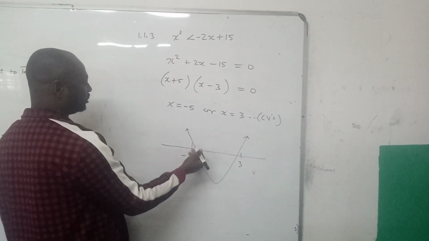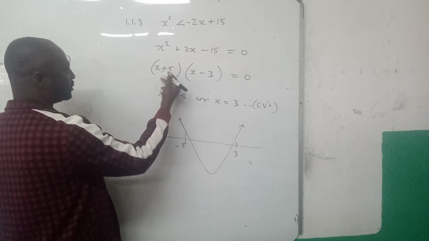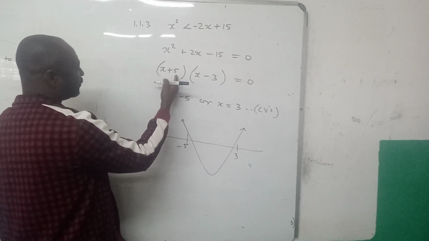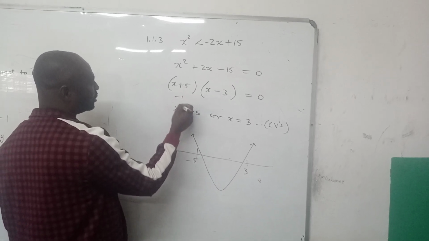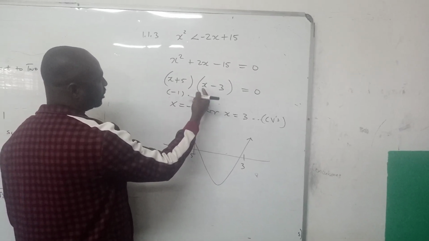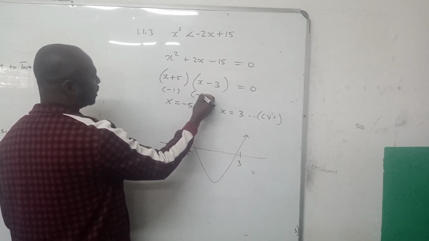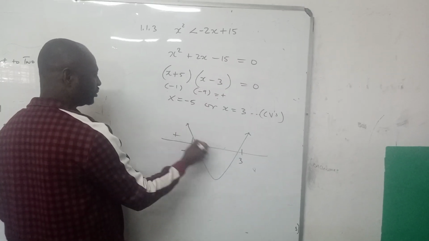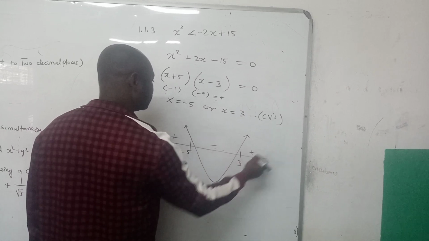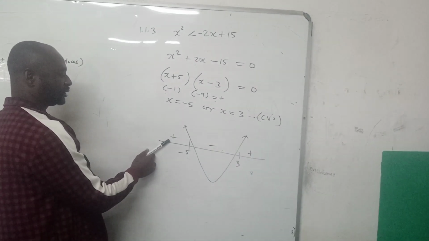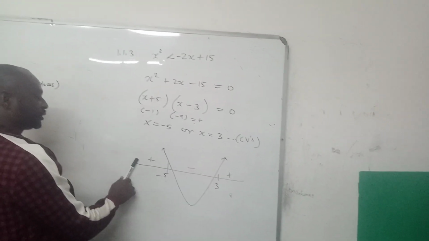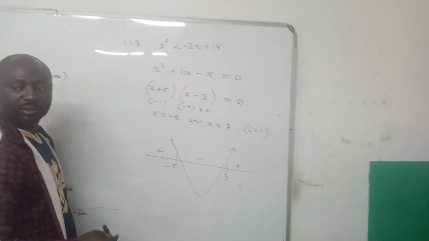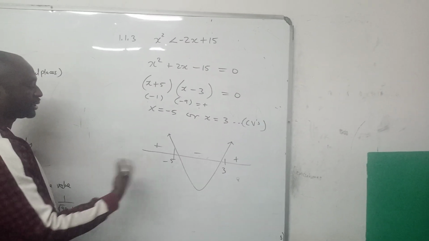So when we take numbers to the left and substitute here, let's say minus 6, plus 5 will give me minus 1. And then minus 6 minus 3 will give me minus 9. Negative times negative is equal to positive. So here will be positive, negative, positive. Once the left side from minus 5 is positive, the middle will take the negative sign, and here will take the positive sign. It changes like that.